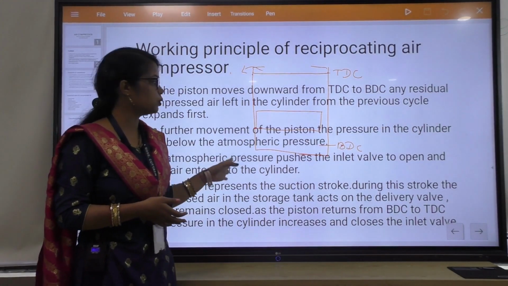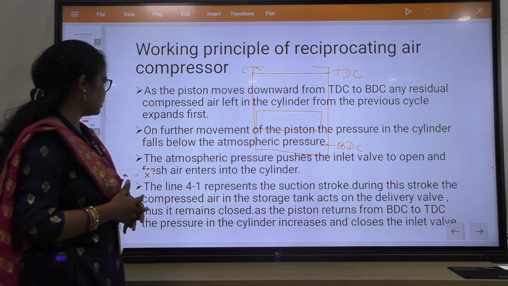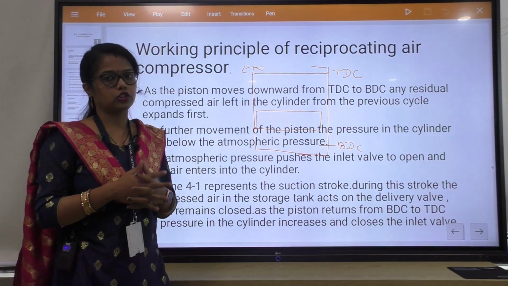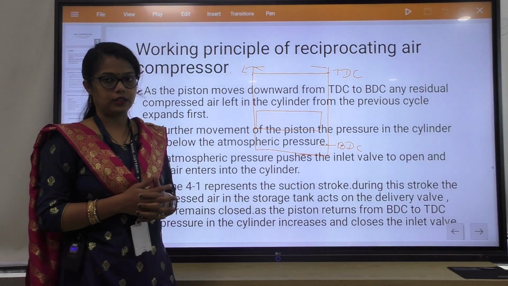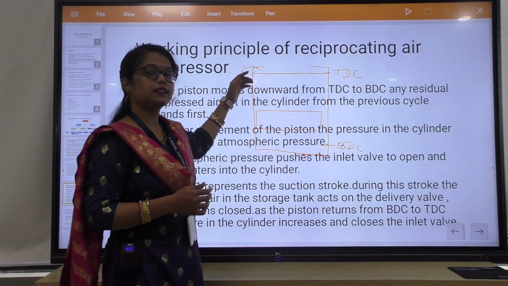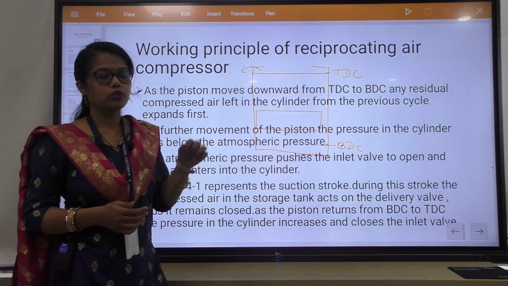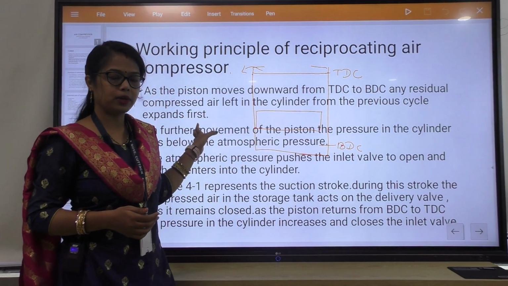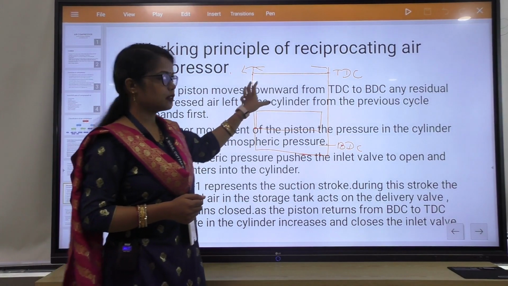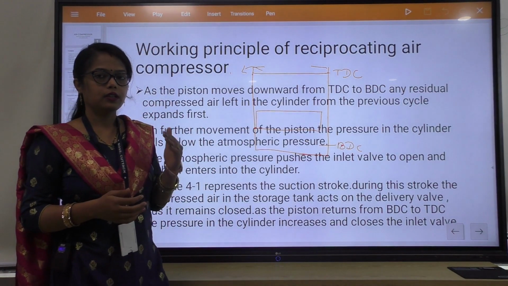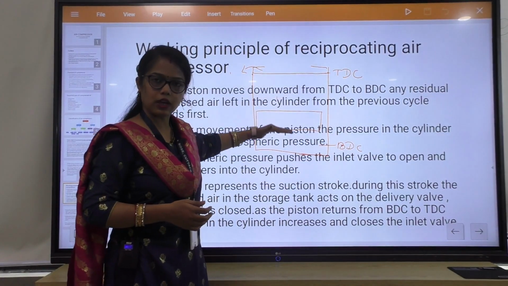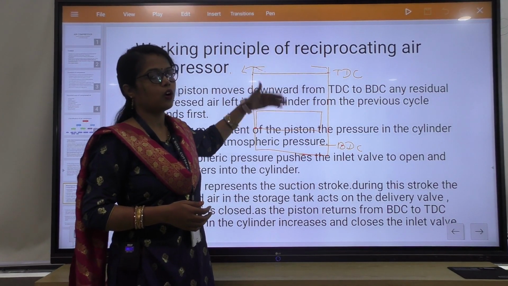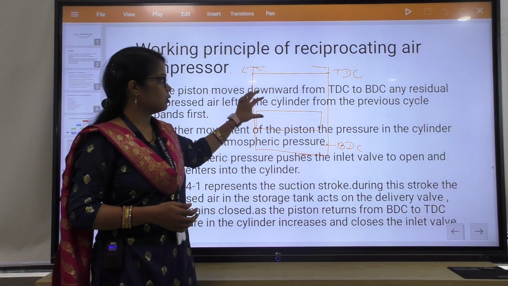On further movement of the piston, the pressure inside the cylinder falls below the atmospheric pressure. That is most important. The suction process will start when the pressure inside the cylinder is below the atmospheric pressure. Outside the cylinder the pressure maintained is called atmospheric pressure, and inside the cylinder there is a certain pressure. When the piston is further moving downward, first expansion will start for the air which remained inside the cylinder. On further movement of the piston, then what happens?